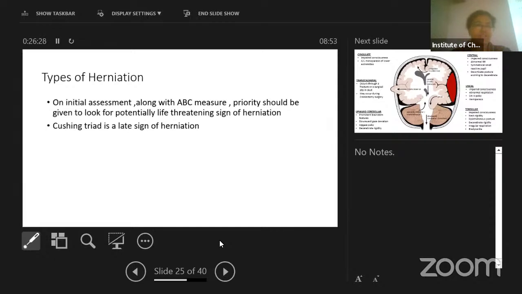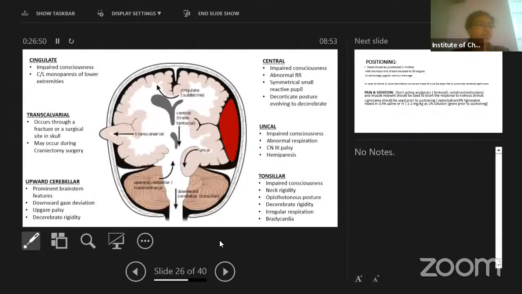After the initial assessment, the signs of herniation should also be assessed because it is a life-threatening condition. On initial assessment, along with ABC measures, priority should be given to looking for potentially life-threatening signs of herniation. As Cushing's triad is the late sign of herniation, the various presentations of herniation are as follows. In case of cingulate herniation, impaired consciousness and contralateral monoparesis of the lower extremities. Transcalvarial is the herniation of the brain through the surgical site or in any case of fracture, and may occur during craniotomy surgery also.